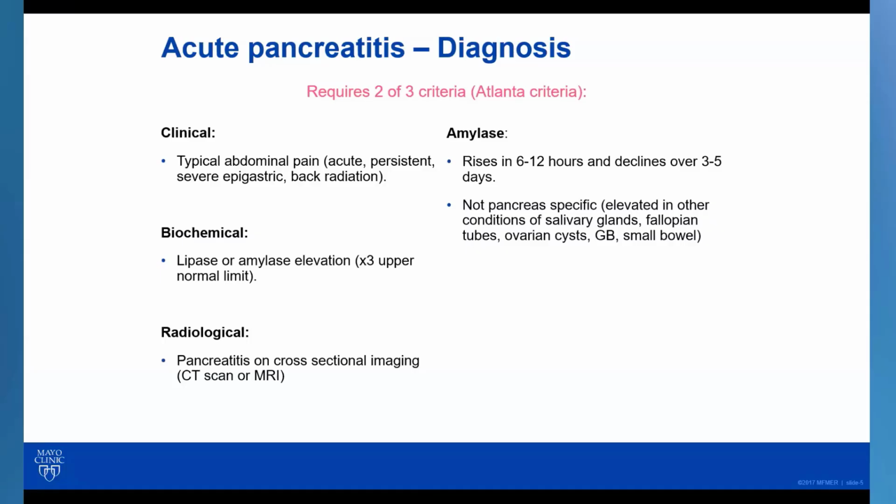So amylase, as an example, can go up and peak within about half a day, and it declines within about 3 to 5 days afterwards. But the reason we select a cutoff of 3 times above the normal limit is that these enzymes could be elevated in other conditions, such as salivary gland related conditions, ovarian cysts, or oophoritis, or if there's small bowel obstruction or ischemic bowel.